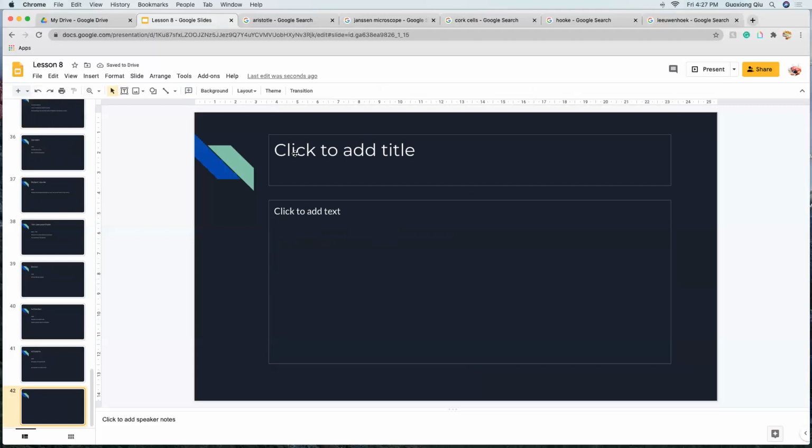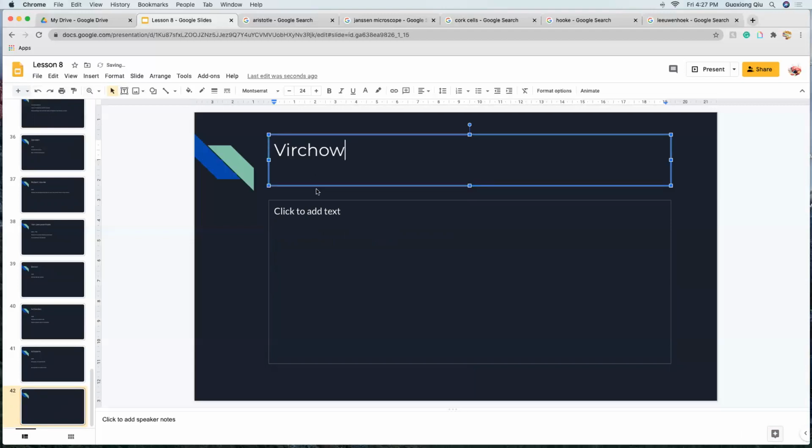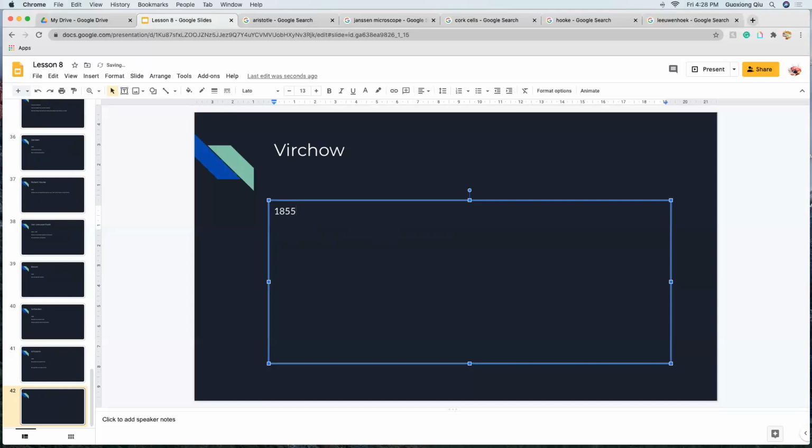Next up, we have Virchow in 1855. So he concluded that all pathogenic organisms, so pathogens are just infections. They're living organisms that infect or harm a host, so bacteria or viruses. He studied organisms and concluded that all cells come from other cells.